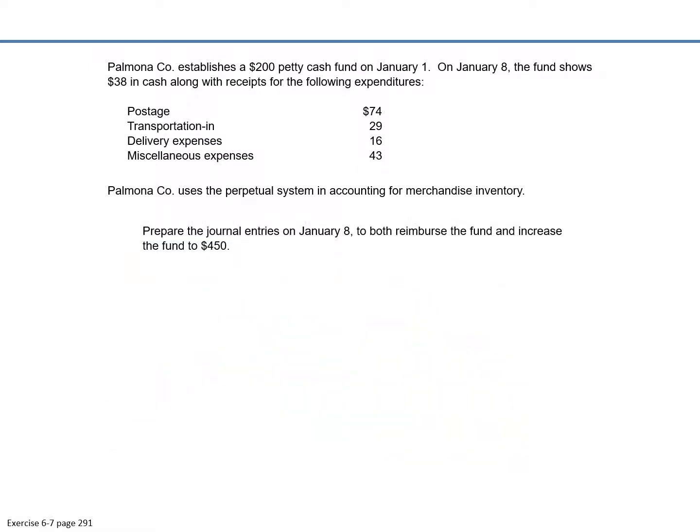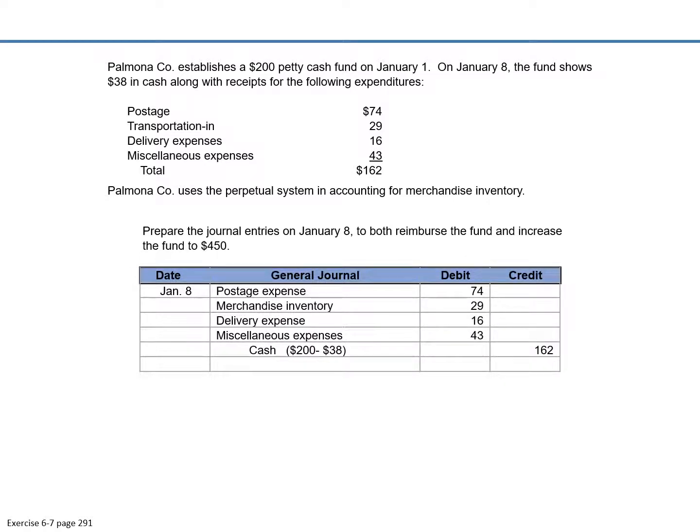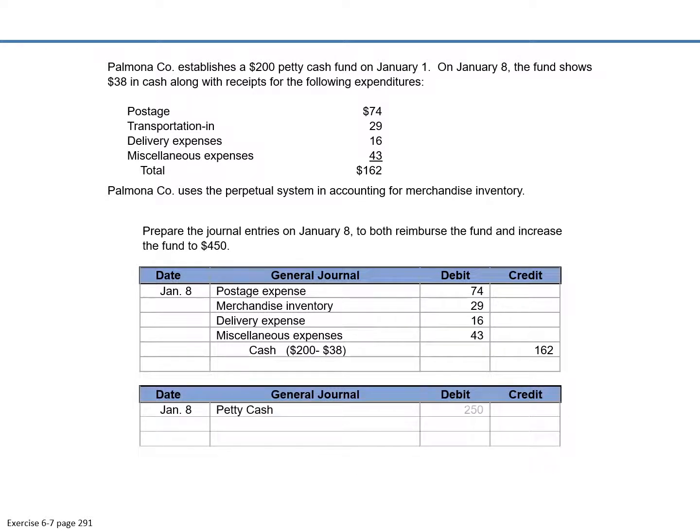Then let's see, prepare the journal entry on January 8th to both reimburse the fund and increase the fund to 450. So there's our same entry we just went through. To reimburse the fund to 450, we just need an additional $250, right? We started with 200. They want it to be 450. So the difference between 450 and 200 is 250. Debit petty cash, credit cash.